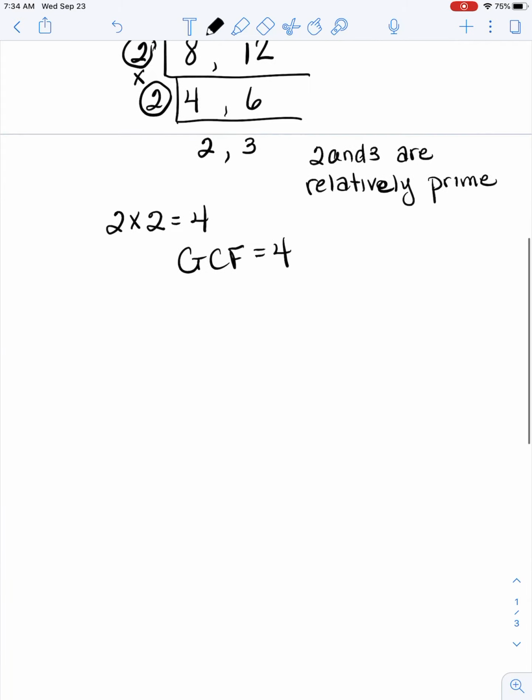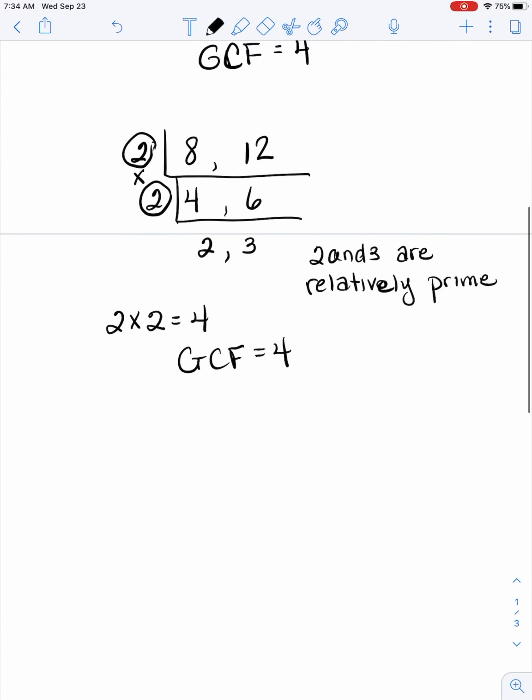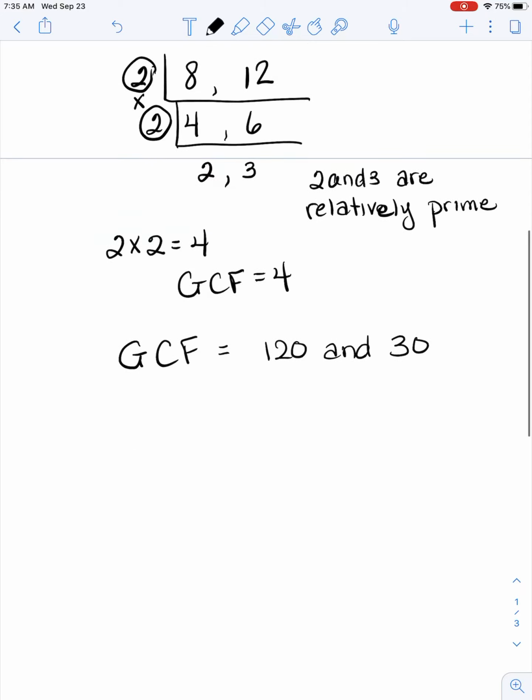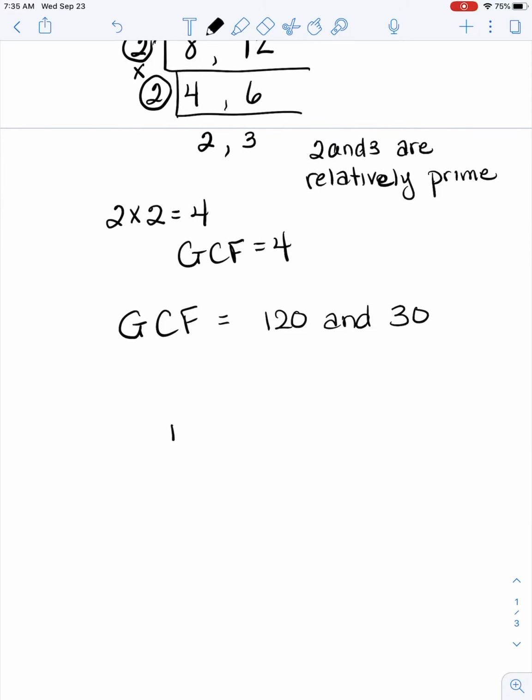So let's try another one, okay? I want you to find the greatest common factor for 120 and 30. Okay. Let's set it up. 120 and 30.